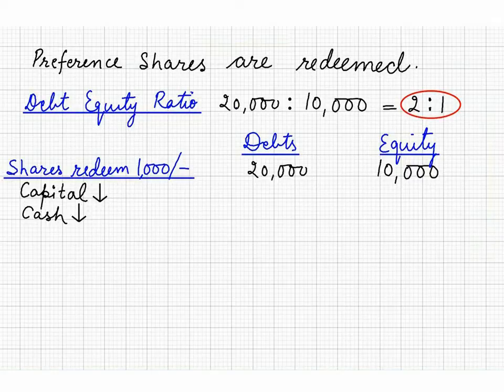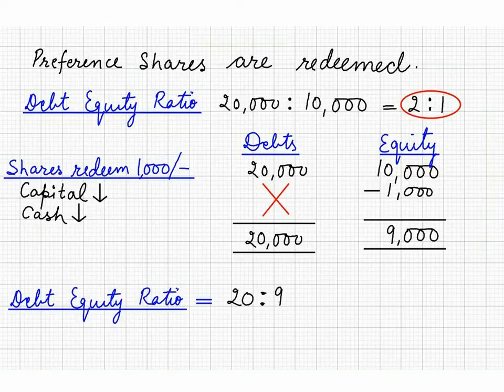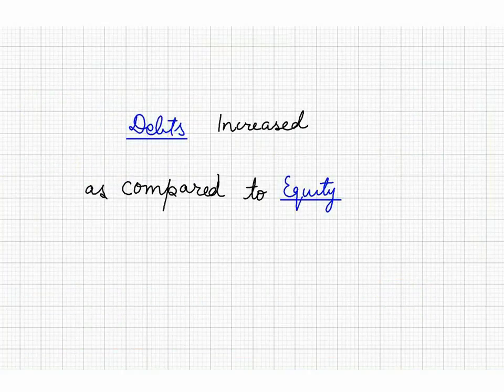Means debts will remain as it is, 20,000, but equity will decrease by rupees 1,000. So new equity will be 9,000 and new ratio will be 20:9, or I can say 2.2:1. In this way, if shares are redeemed, it will increase the debt equity ratio. Increase in the debt equity ratio means the debts of the company will get increased as compared to equity.